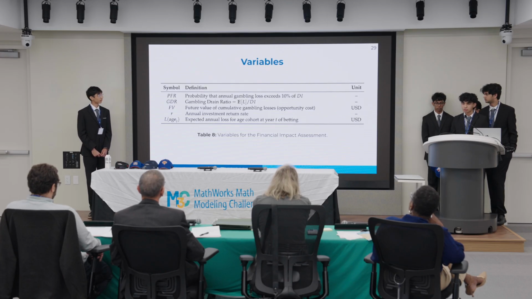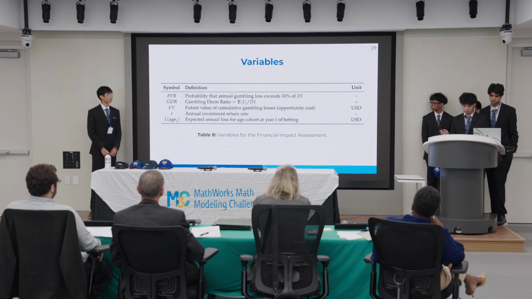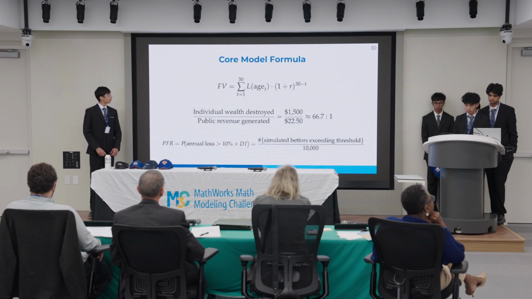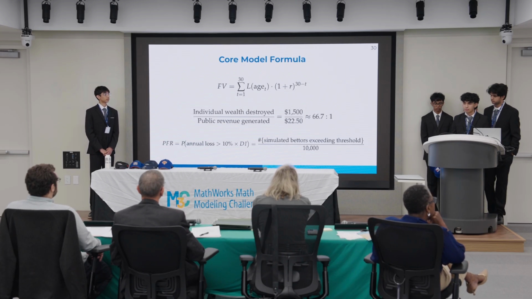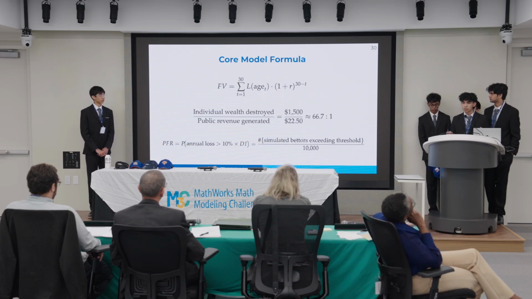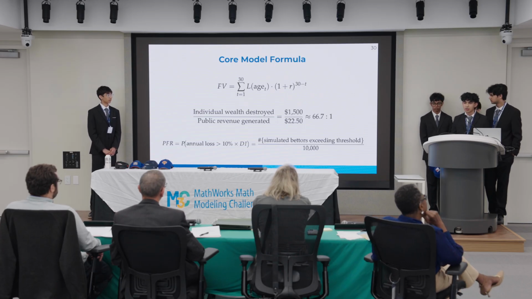Here are our 5 key variables that we'll be using for the rest of Q3. Now onto the 3 metrics we made. The simplest one to quantify impact would be the gambling drain ratio, which we define as annual loss divided by disposable income.